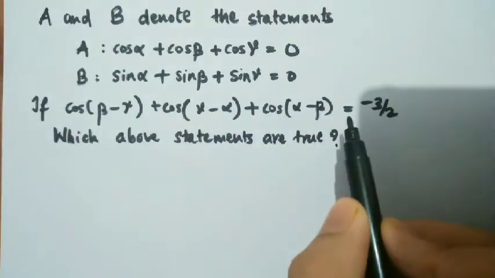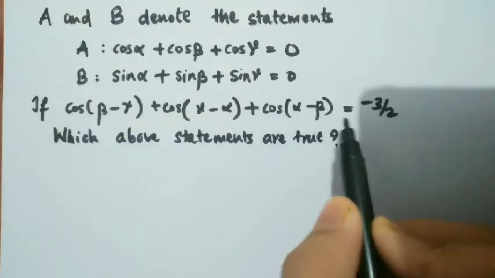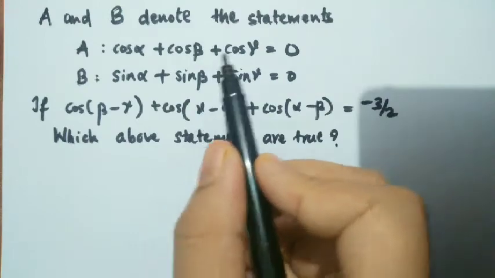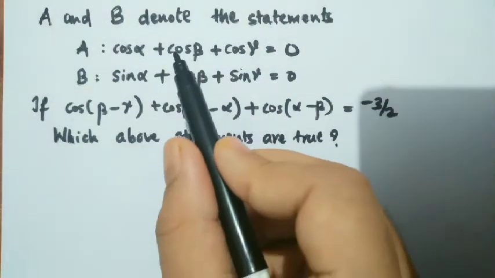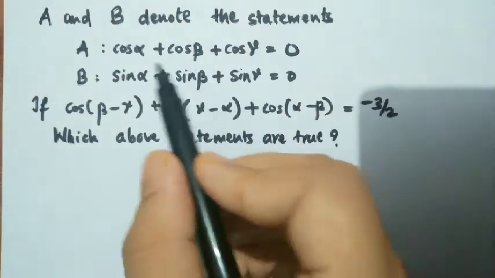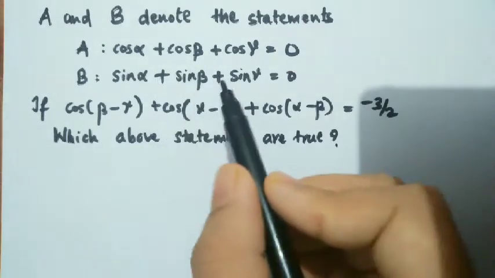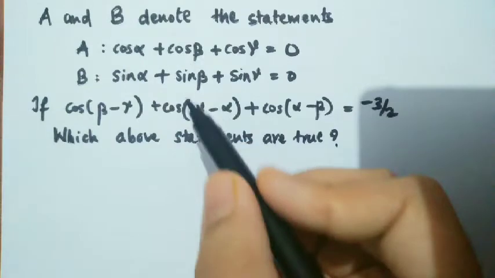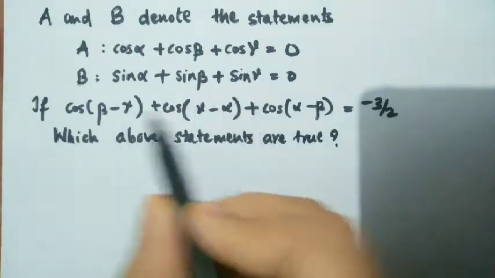We are given this condition, and it is valid. If this condition is true, then which of these two statements are valid? Maybe both A and B can be true, maybe only A is true and B is false, or only B is true and A is false, or maybe both are false. We have to decide from this condition.